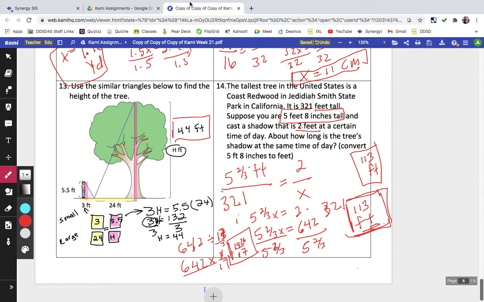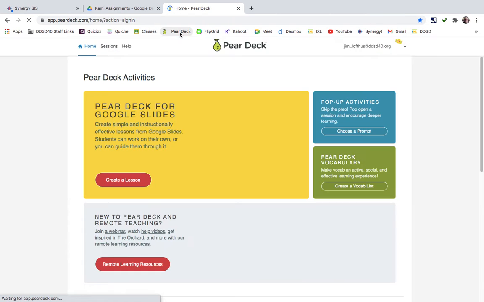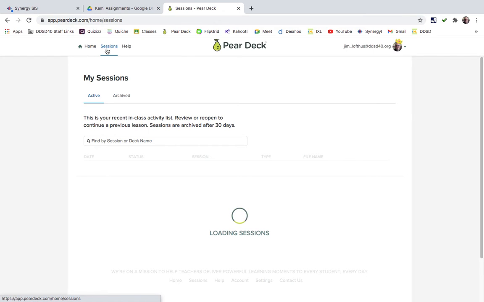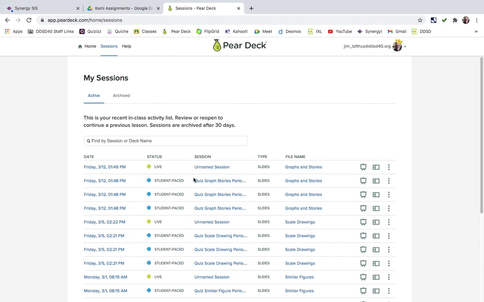And I also said that I would put the answer key to Pear Deck, page 2, in today's wrap-up. So let me go to Pear Deck real quick. And boy, if you're listening to this part of the wrap-up, congratulations, you have a lot of patience. Good job.